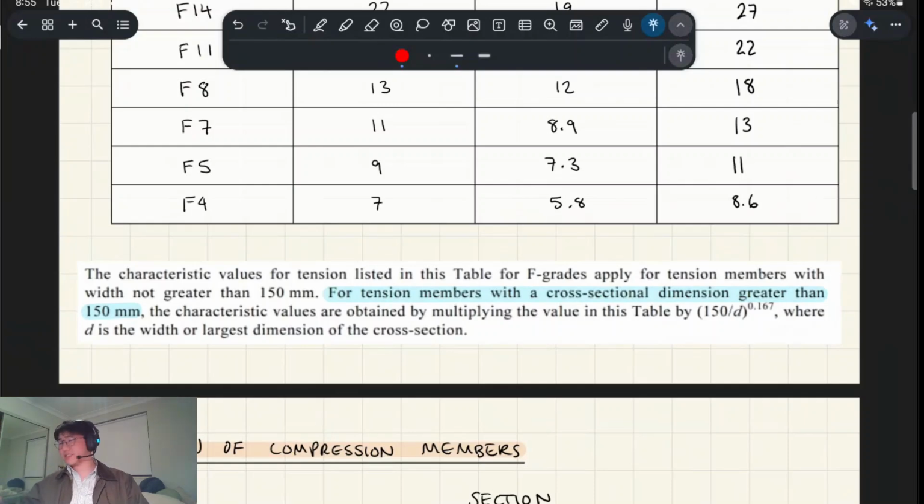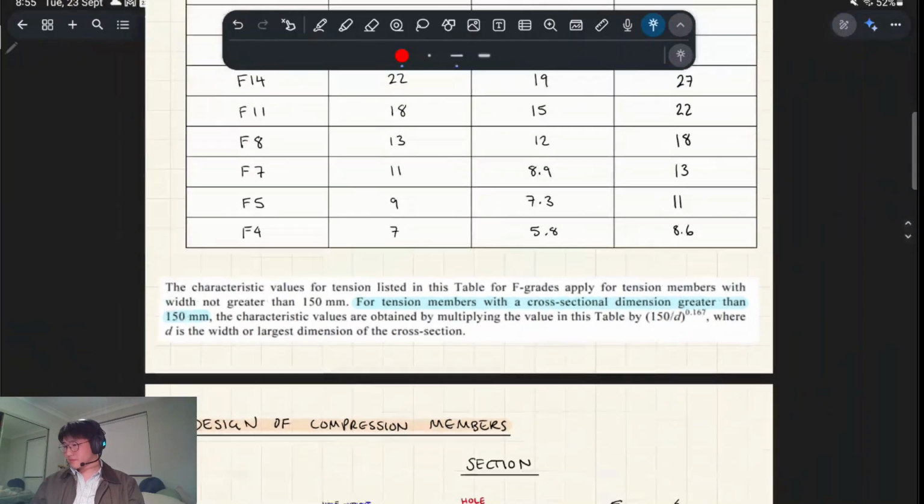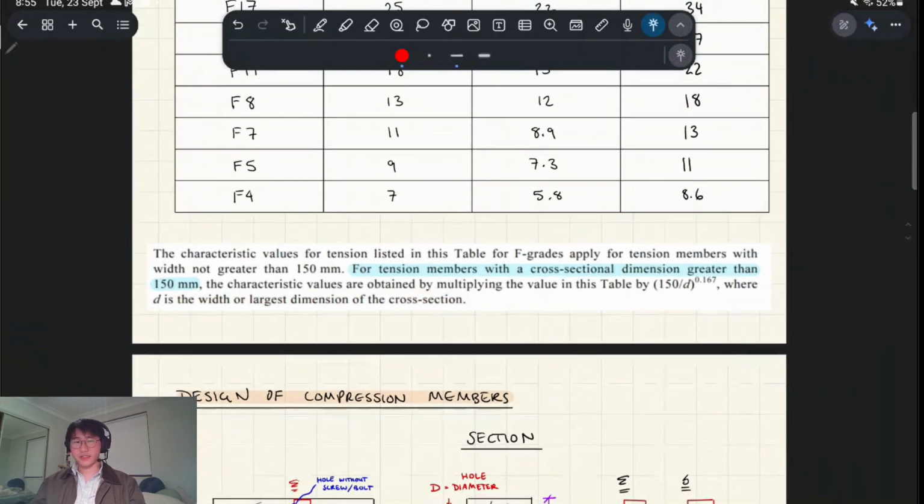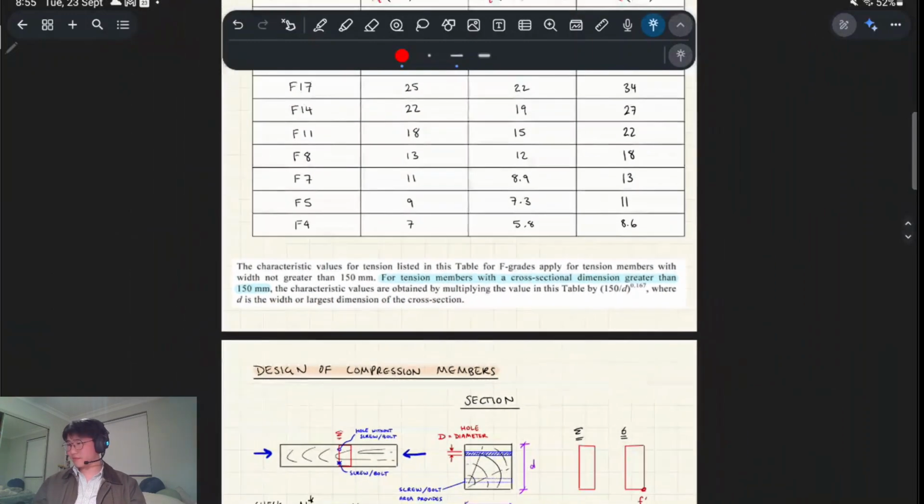So same thing goes: if you have a big enough cross-sectional dimension, you have to reduce the overall strength by a certain amount. You multiply it by this number depending on your dimension. Oh no, sorry, not depth. D is the largest dimension of the cross-section, which is usually the depth and not the width.